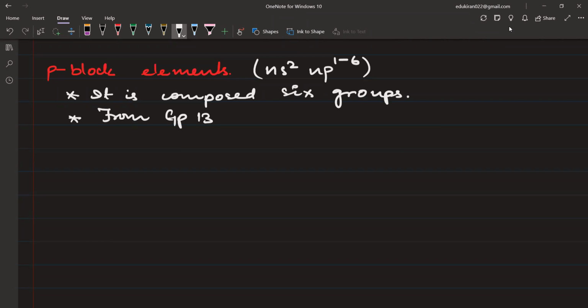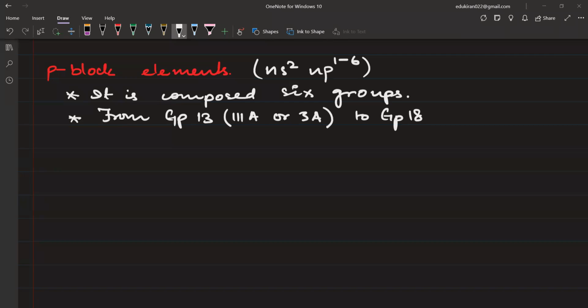From group number 13, or it is also sometimes written as 3A. Right now it is 13. Most of the books and IUPAC also consider it to be 13, but somewhere you can see it written like 3A. We will refer to it as group 13 to group 18.